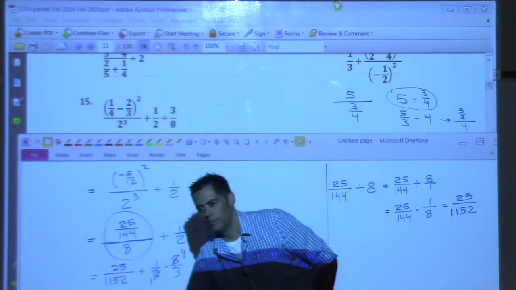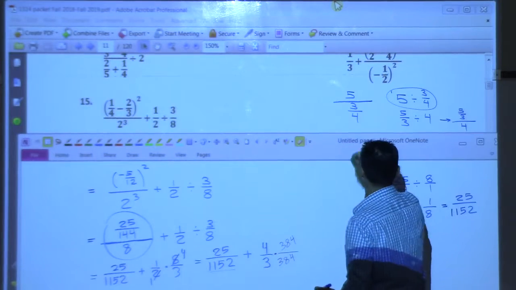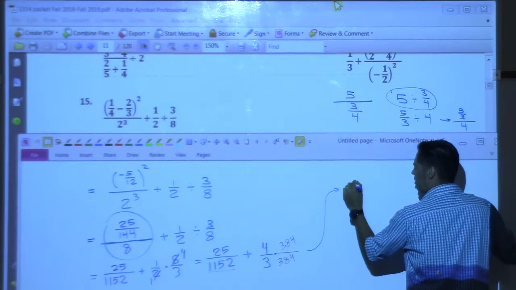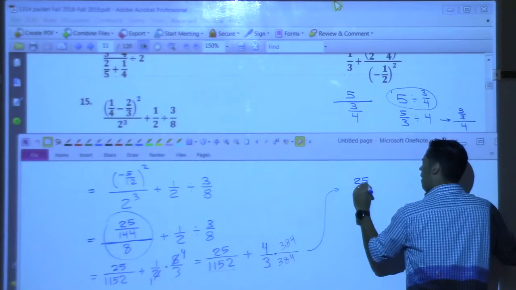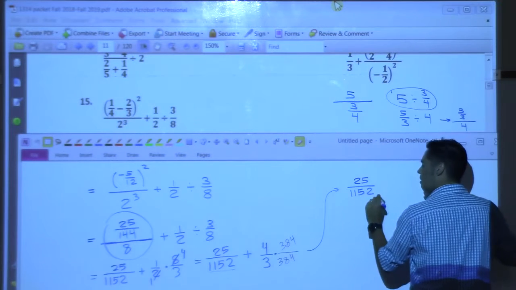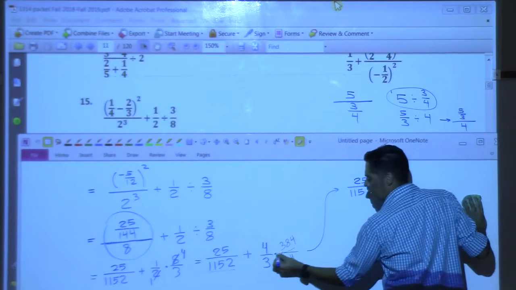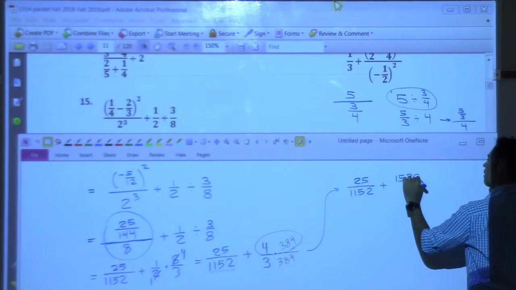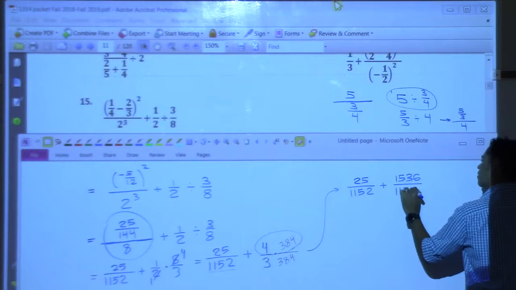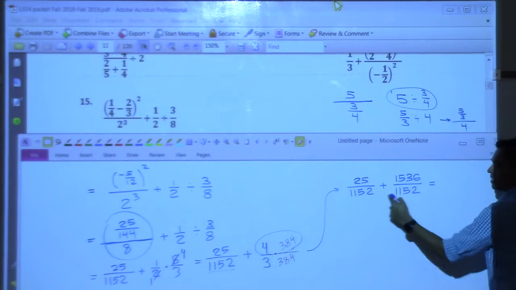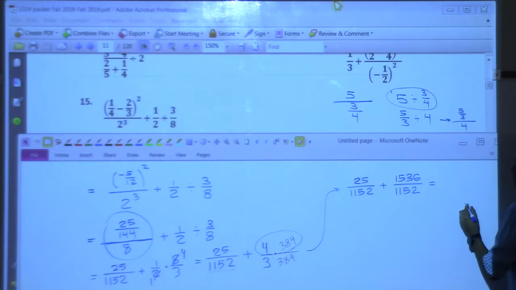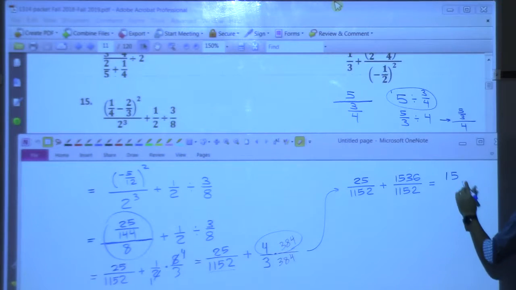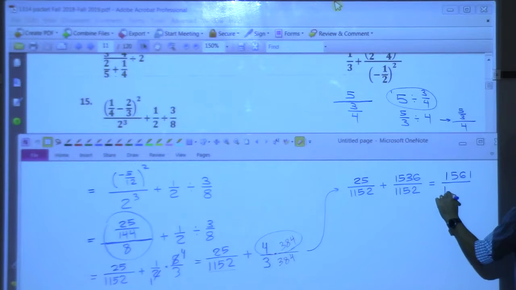This is a nasty problem. But it's testing a lot of different things here, isn't it? 25 over 1152 plus, okay, I need someone to give me that on their calculator. 1536 over 1152. And now that we're adding, we have the same denominators, we just add across. So 1561 over 1152.